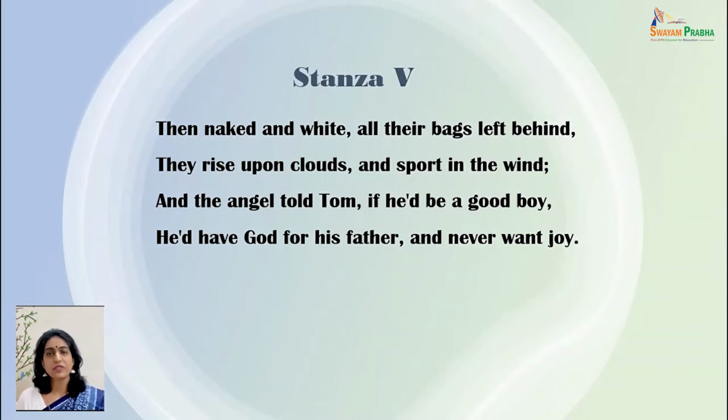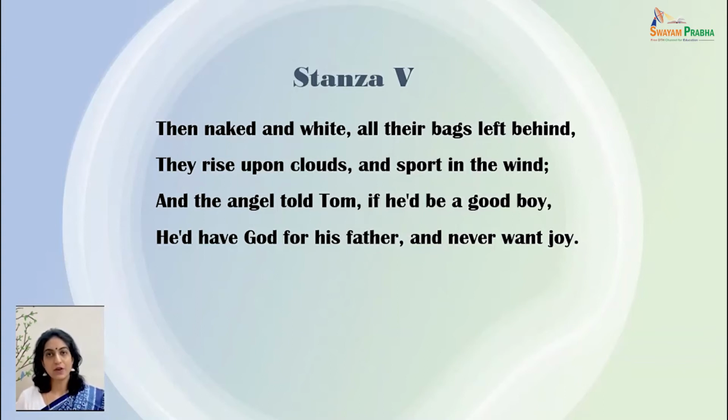And thereafter, the angel tells Tom that if he would be a good boy, God would be his father, and he would always enjoy. Here the poet uses the word white in contrast with the black coffin, which is indirectly the black soot under which the children always look black. Their light of life is hidden under that darkness. In the dream, the children also leave their bags behind. During those times, the children would always carry heavy bags, and the burden of those bags never made them feel carefree and light. And once without them, they rise upon clouds and play.